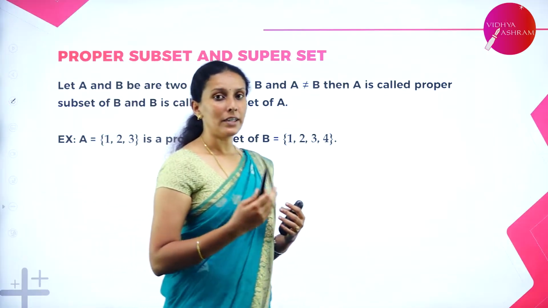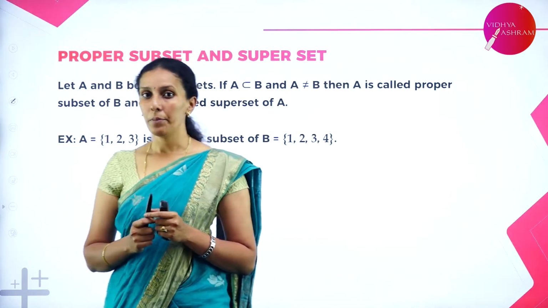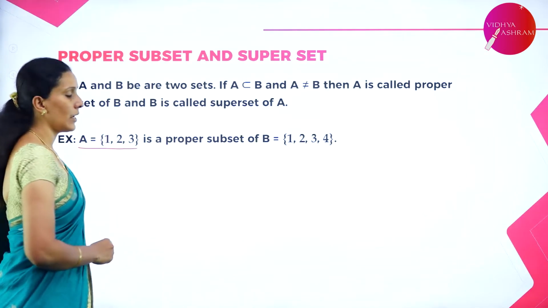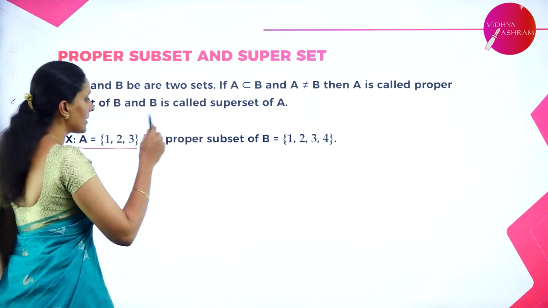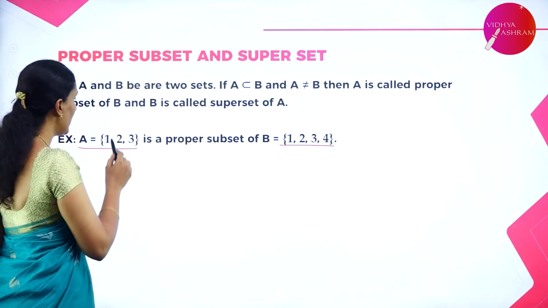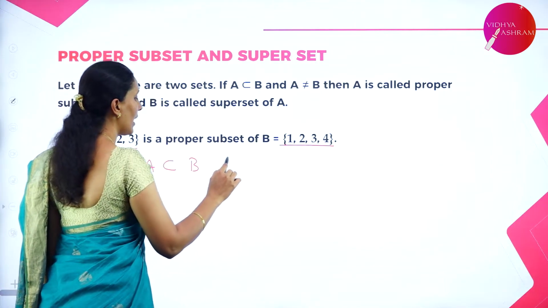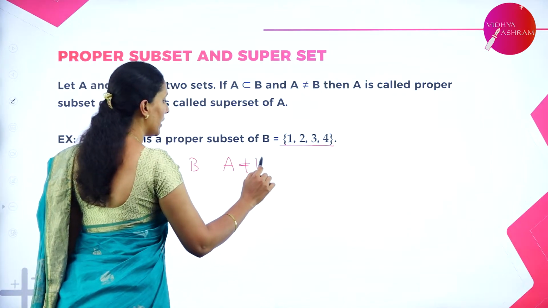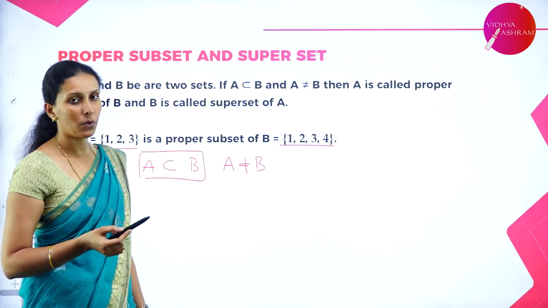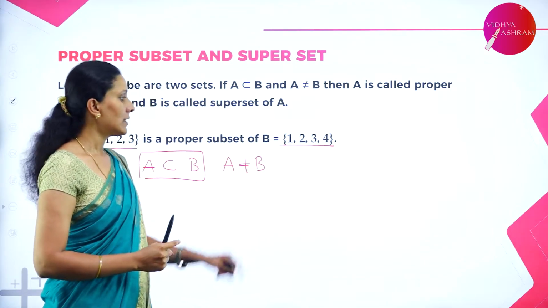Now we have a term called proper subset and superset. What do you mean by proper subset? Let me take an example here. Set A is equal to {1, 2, 3}. It is a proper subset of {1, 2, 3, 4}. Why do we call it that? Here clearly A is a subset of B, but A is not equal to B. The set which is clearly a subset of B but is not equal to B, or exactly lacks only one element from the superset.